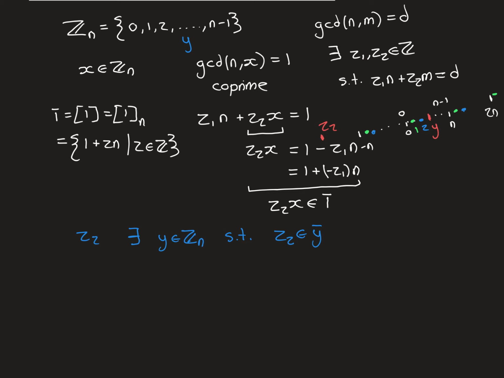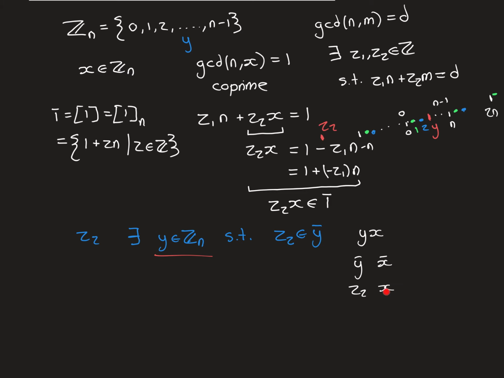Now I claim that y is the element inside the integers modulo n that is the multiplicative inverse to x. And the reason is that if you multiply y and x together, the way you do this is by going to their congruence classes. So you look at the congruence class of y and the congruence class of x, and you take representatives from those: you could take the representative z2 from the congruence class of y, and the representative x from the congruence class of x.